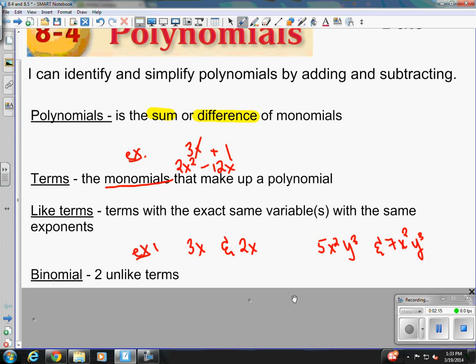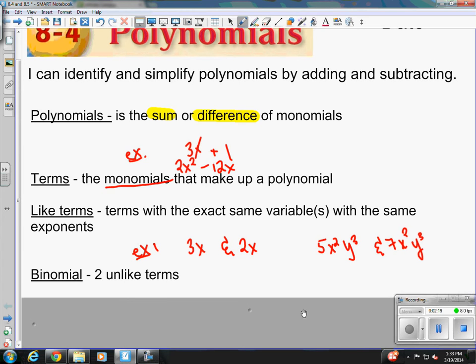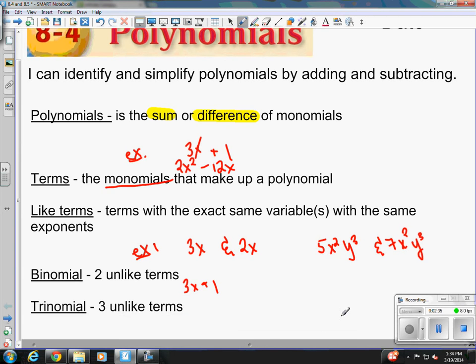Our next vocab is binomial, and binomials have two unlike terms. If you think of a bicycle having two wheels, binomials have two unlike terms. So it would be like our 3x plus 1. It has an x, and the other doesn't. Then lastly, trinomials have three unlike terms. Like a tricycle has 3 wheels, trinomials have 3 unlike terms. So it'd be like if I had x squared minus 2x plus 1.